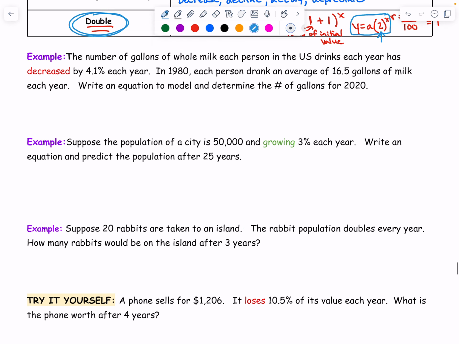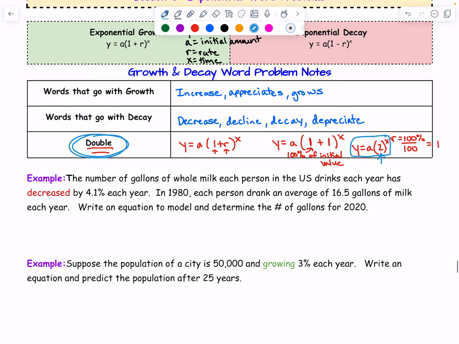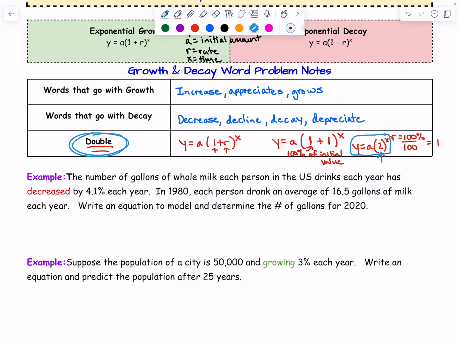Okay, so let's look at a few examples to set up for some exponential word problems. Example 1 says the number of gallons of whole milk each person in the U.S. drinks each year has decreased by 4.1% each year. In 1980, each person drank an average of 16.5 gallons of milk each year. Write an equation to model and determine the number of gallons for 2020.